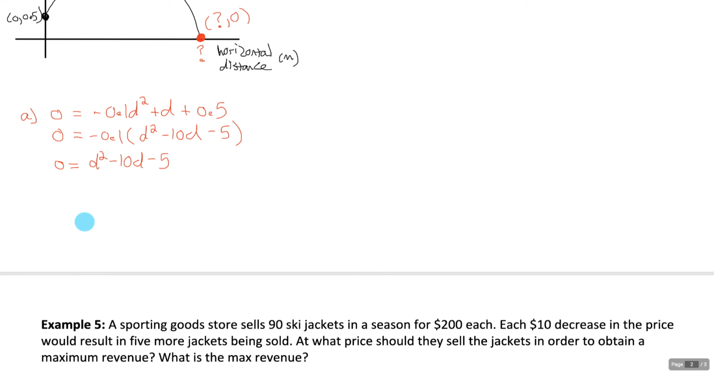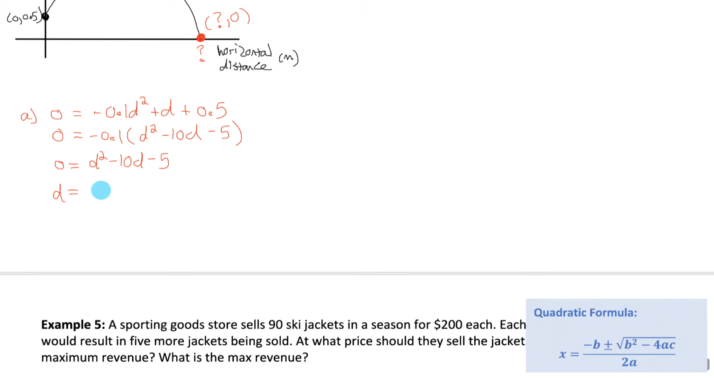Another way to think of it, you could think of that negative 0.1, that constant factor, being divided to the other side, and 0 divided by negative 0.1 is 0, so it's gone. If I tried to solve this quadratic by factoring, there are no numbers that multiply to negative 5 and add to negative 10, so we'll have to use quadratic formula, which tells us the independent variable, d, is equal to negative b, so 10, plus or minus the square root of b squared, so negative 10 squared, minus 4 times a times c, all over 2 times the a value.